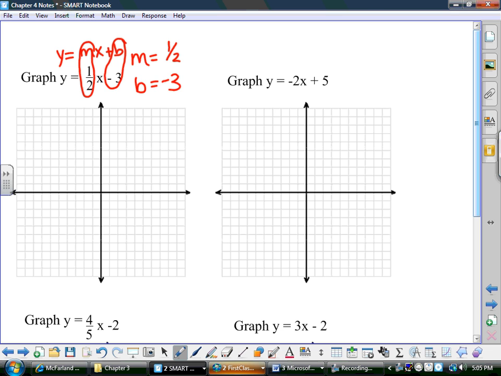So the step said the first thing I need to do is graph my beginning point. Since that's the y-intercept, it's going to be right on the y-axis, down at -3. The slope tells me how to move, and remember that's a rise over a run. So I'm going to rise 1, run 2 to get to my next point. And then rise 1 and run 2 again and again until I run out of room on the graph paper.